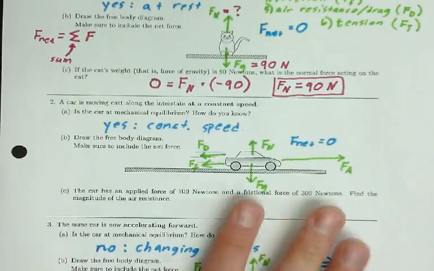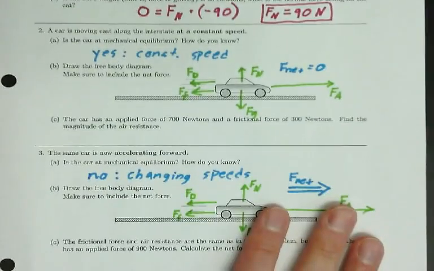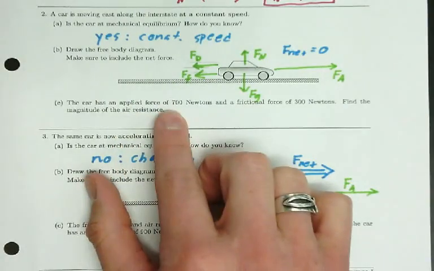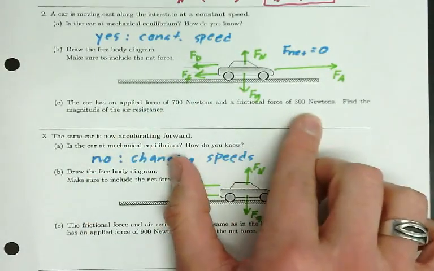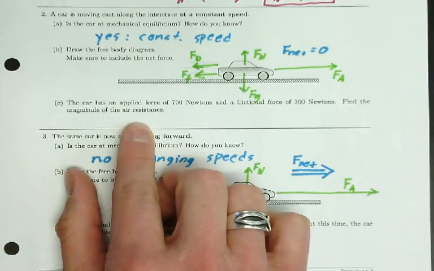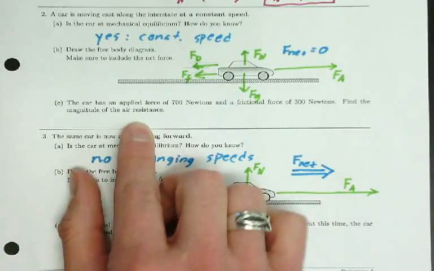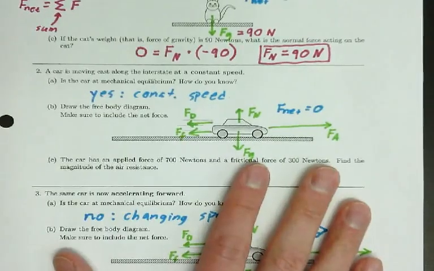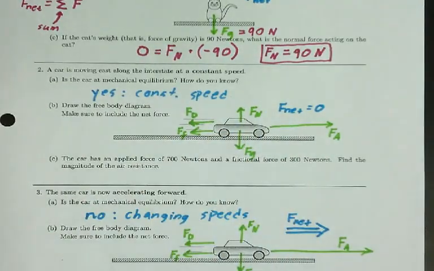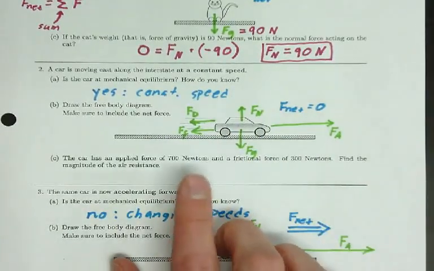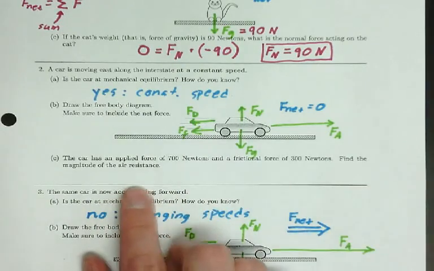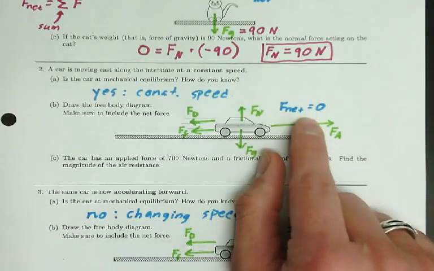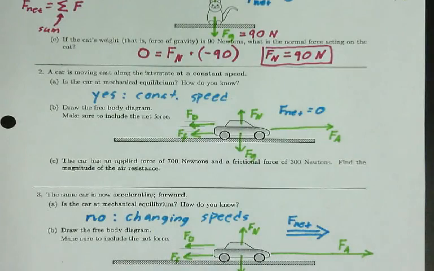I'm going to have you do the same thing here. I want you to try numbers 2 and 3. In number 2, a car has an applied force of 700, frictional force of 300. Find the magnitude of the air resistance. Okay, try that one. Let's just try number 2. You can go on to 3 if you finish it, but I want you to try C on number 2. So find the magnitude of air resistance. See if you can figure it out. Don't forget the net force is 0. That matters.